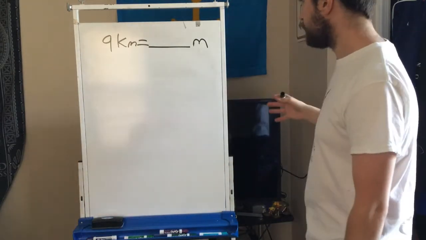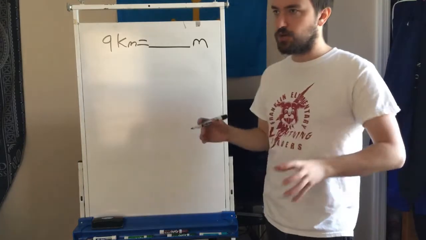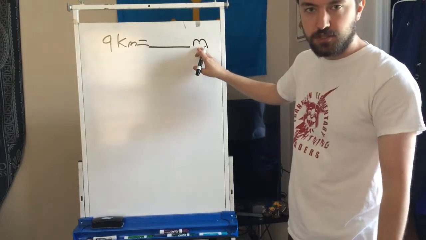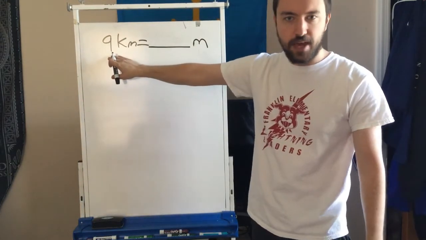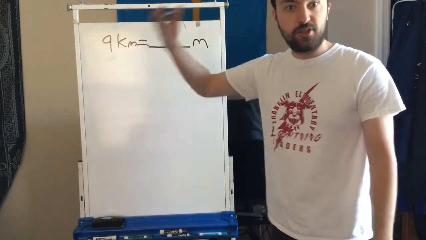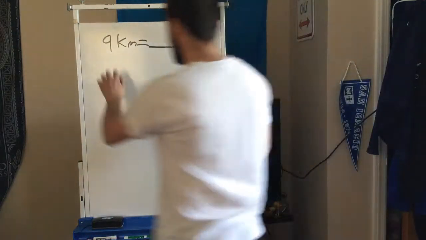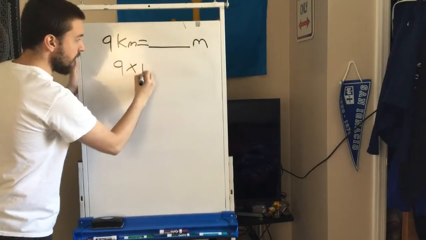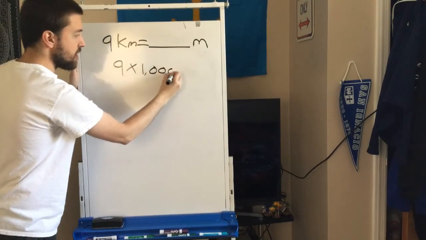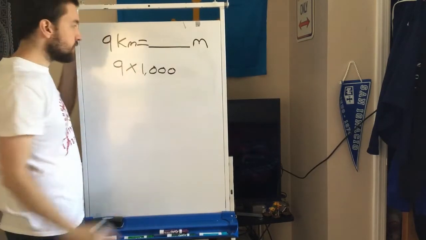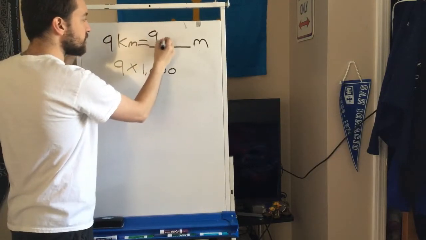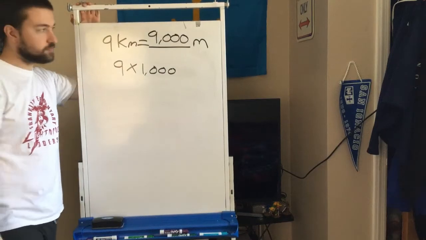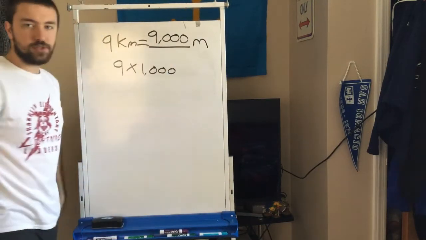So what we have to do here is really think, okay, one of these equals 1,000 of these, but I have 9 of them. So we have to do some multiplication. I have 9 of these. 9 times 1,000 is each of them, and that will get me my answer. So 9 kilometers is actually 9,000 meters. And that's how we would do that conversion.